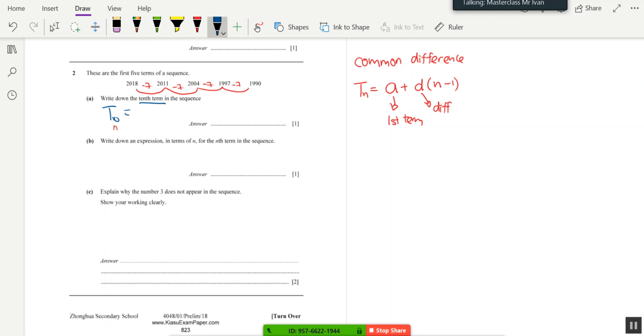Equal to a, which is 2018, plus the difference, which is -7, times n minus 1. Then n is 10, the number of terms. The n is 10 because I want the 10th term. Here, look here. n is 10. Put this whole thing into the calculator. You get 1955. 10th term means your n is equal to 10.